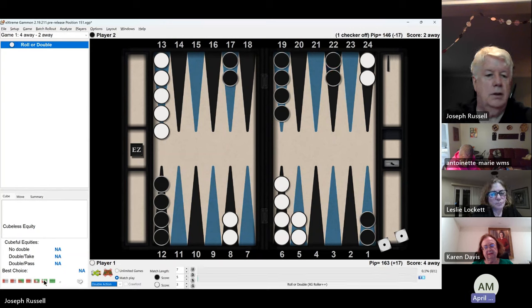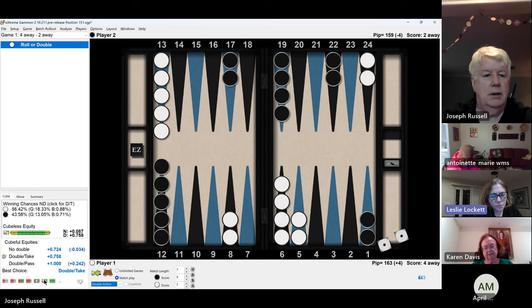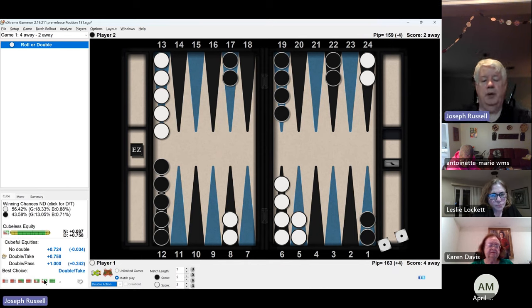Black still has a checker on. Okay, thank you. I'm bad at doing that. You still have a superior position. Yeah, this is still a double. Superior position.